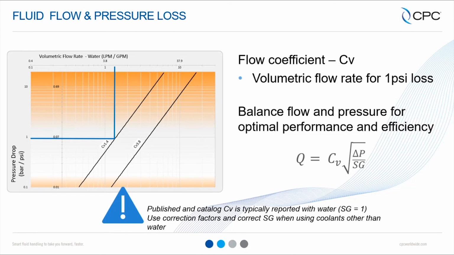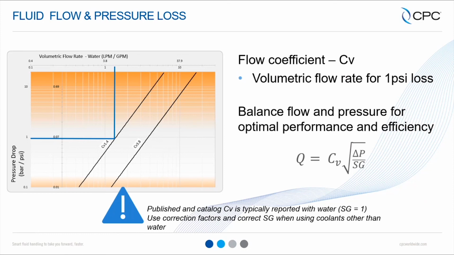A nice way to characterize that pressure loss associated with a quick disconnect, or really any valve set, is to use what's called the flow coefficient, or CV. This is a metric that's representative of the volumetric flow rate for which 1 psi of pressure would be lost. So here we can see on the chart at 1 psi, if we navigate over to the right, that would correlate to 1.4 gallons a minute.